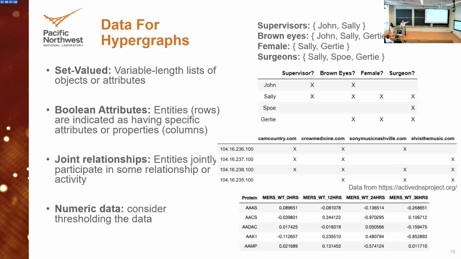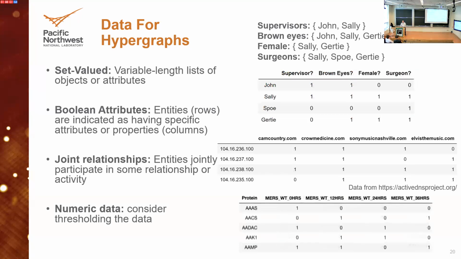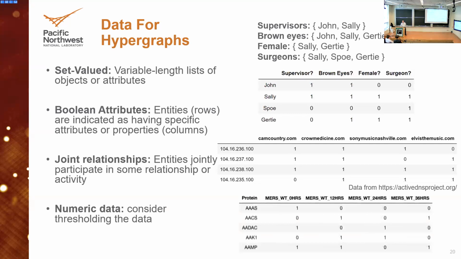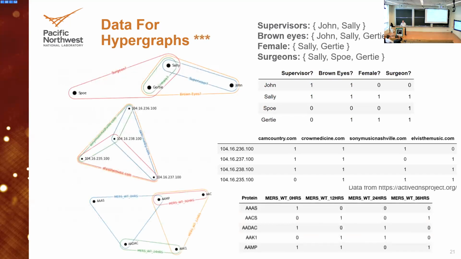Also, of course, we can get numerical data in our data frames. In this case, I'm showing the relative expressivity of certain genes under certain conditions. Under those conditions, you just do some kind of filtering process. In this case, I'm filtering to the positives to return a Boolean attribute. So in all of these cases, we end up with a Boolean incidence matrix and go ahead to form the hypergraphs on that basis. So that's just 3 examples.